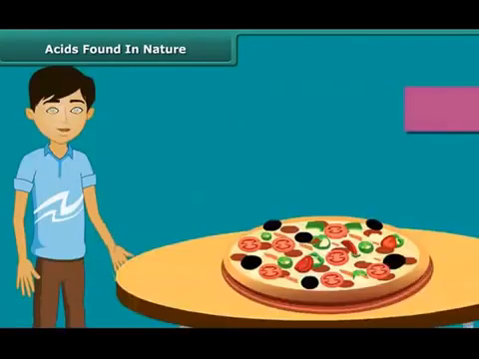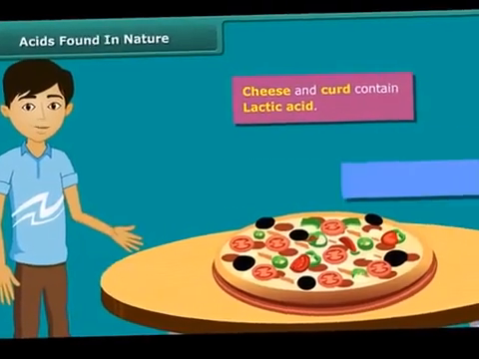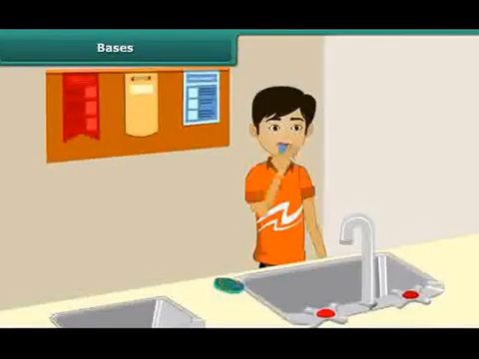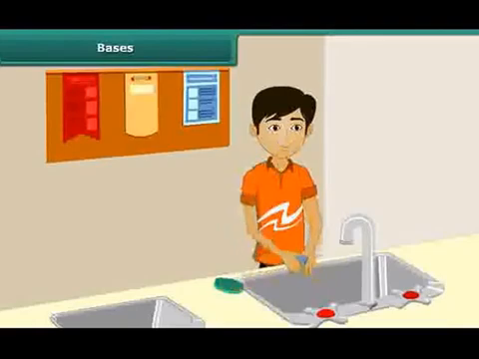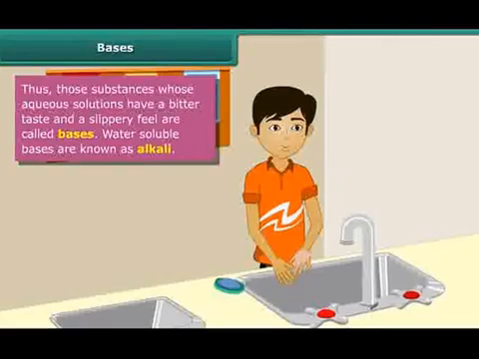Most of the children love more cheese in pizza. Cheese and curd contain lactic acid. We wash our clothes every day with soap. Do you know which kind of solution it is? Soap solution tastes bitter and on rubbing on the palm, it gives a slippery feeling because it contains base. Thus, those substances whose aqueous solutions have a bitter taste and a slippery feel are called bases.